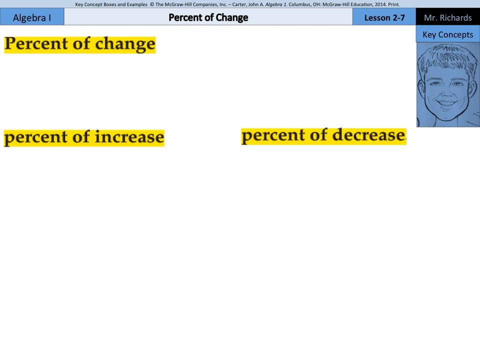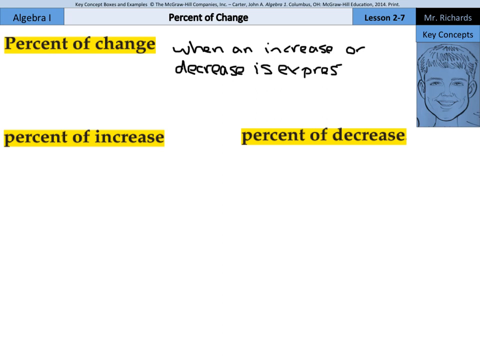Today's lesson is on percent of change. And percent of change can be defined as when an increase or decrease is expressed as a percent.